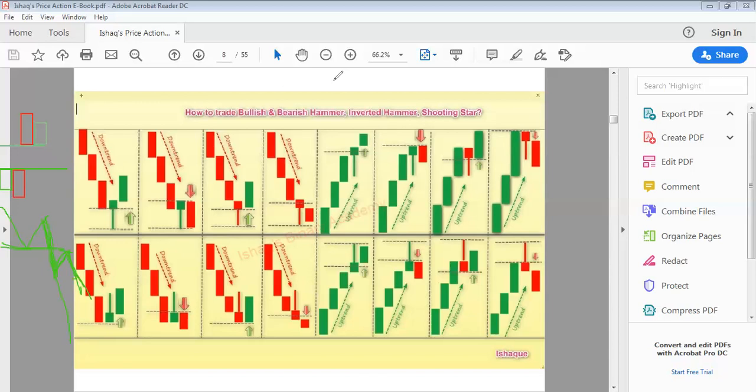So if you are applying these concepts, you must know about the breakout, and you must know about the support and resistance lines. Okay.